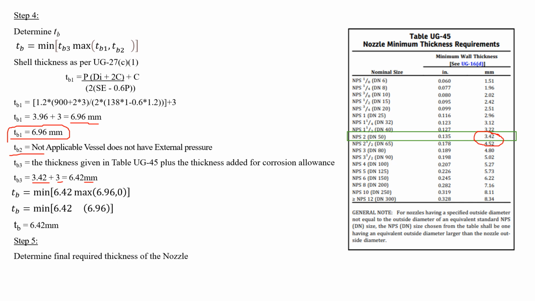So we have to find the final TB from this formula. The final TB will be the minimum of 6.42 and the maximum of 6.96 and 0, because external pressure is not applicable. So TB will be the minimum of 6.42 and 6.96. So here TB is equal to 6.42 mm. Correct. So we have found TB as 6.42 mm.